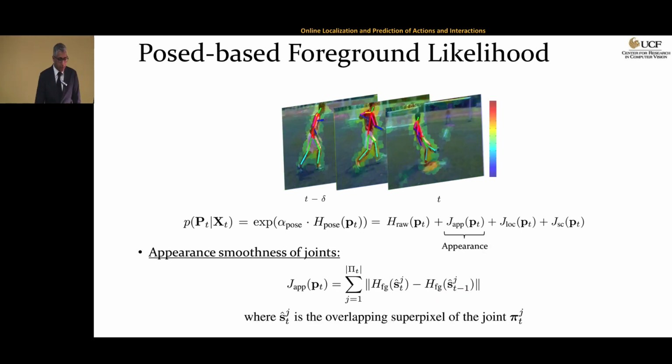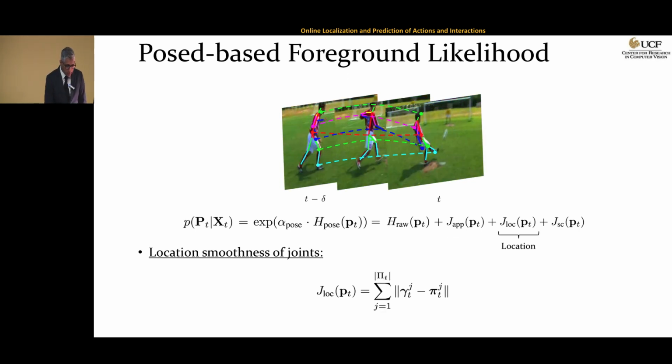So the first part is the appearance smoothness of joints. For appearance smoothness, we look at the superpixel-based foreground likelihood score for each human body joint, and we see how similar it is across those frames. Because we want the appearance to be similar within a short temporal window, this is how we compute the appearance smoothness. Next, we look at the location smoothness of joints. Since we fit a spline trajectory through each one of these human body joints, let's say we have 15 human body joints, we fit 15 trajectories as shown over here.